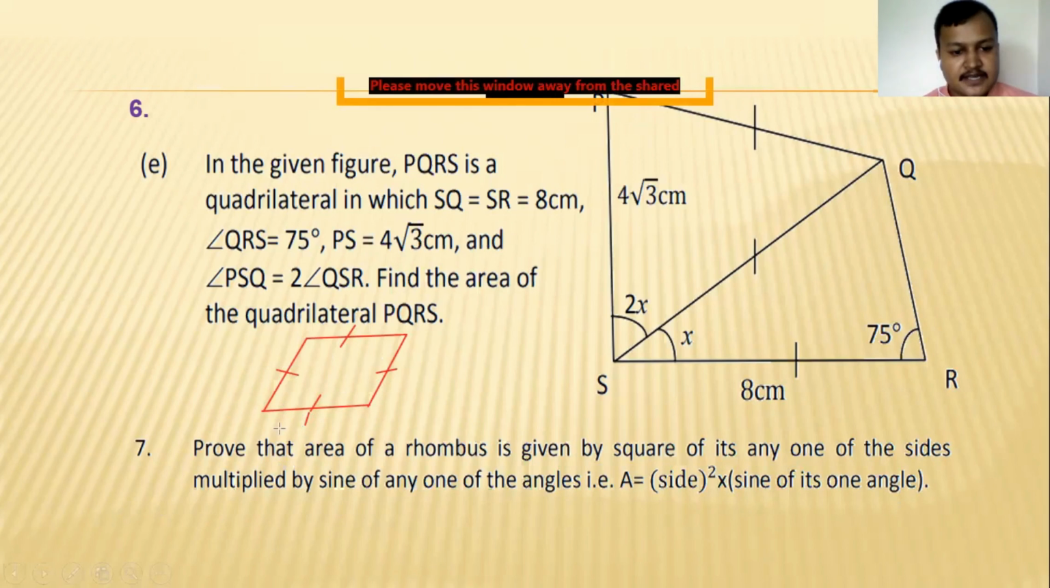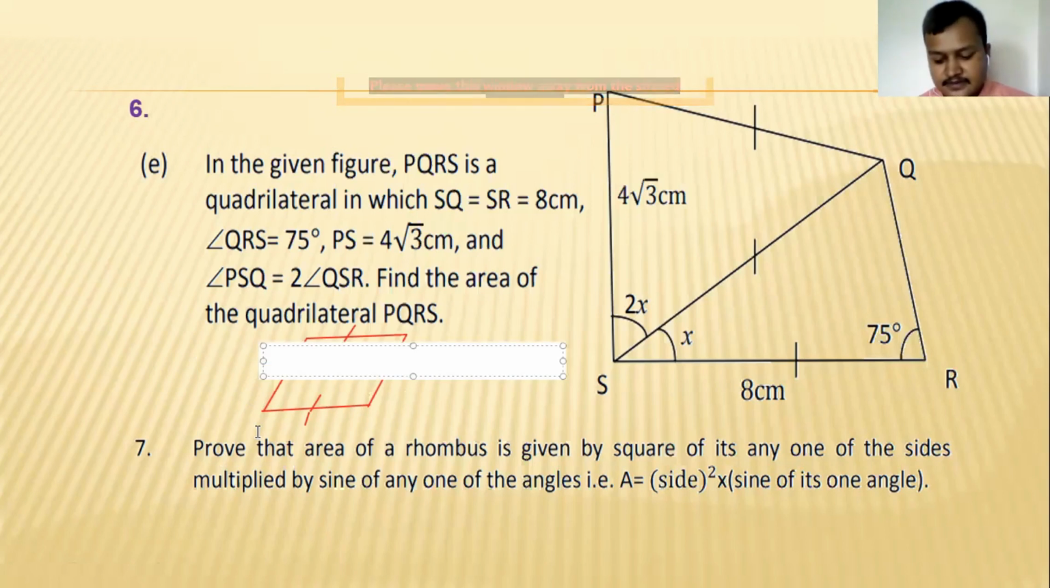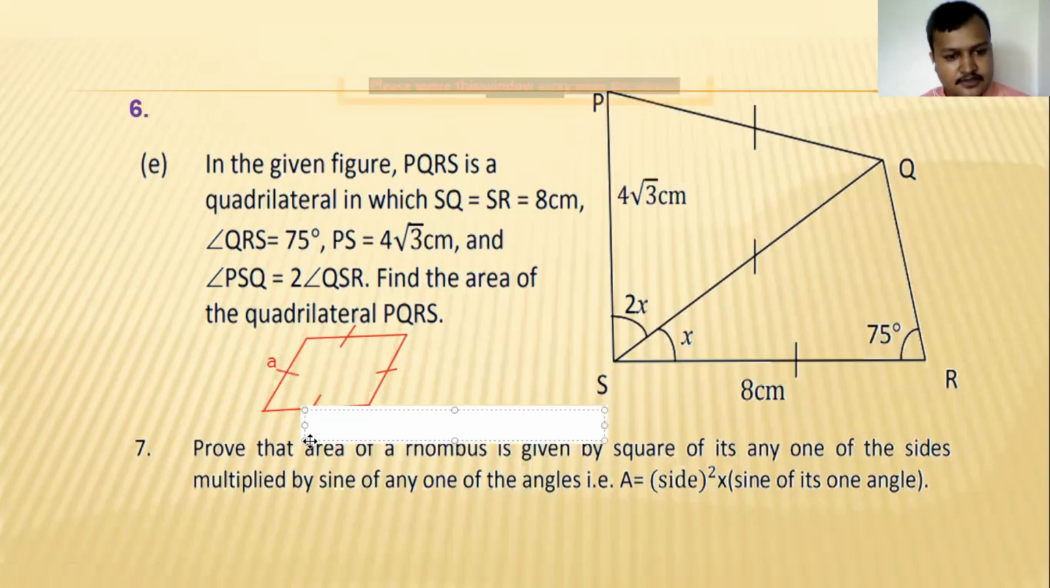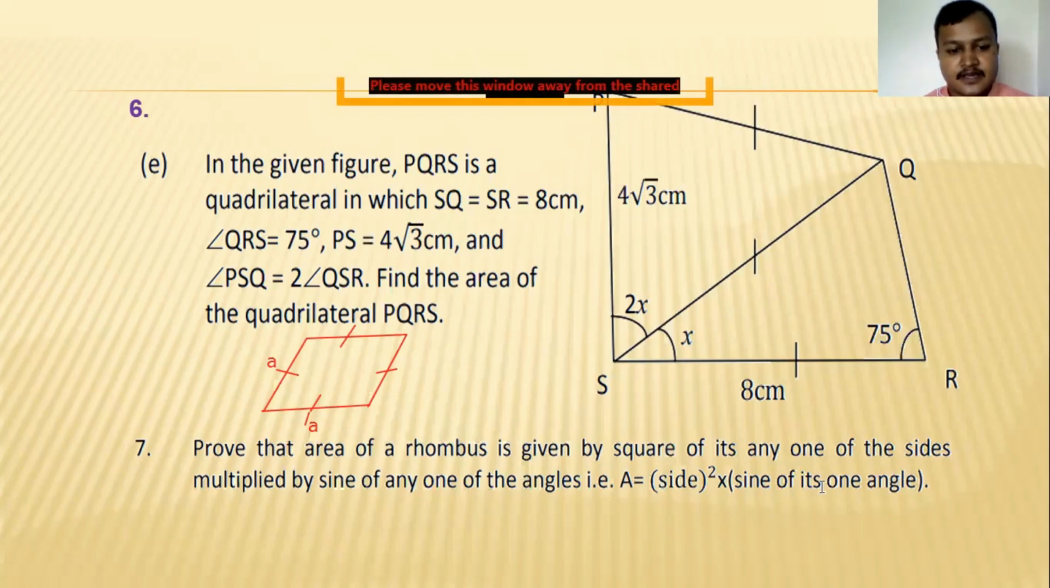If all these sides are equal, we know the area of a parallelogram is equal to the product of two sides into the sine of the angle between them, isn't it? Yes, sir. The product of two sides into the sine of the angle between them. If each side is equal, if it is A, and if this other side is also A, the product of two sides means A into A, A square, into sine of its one angle.